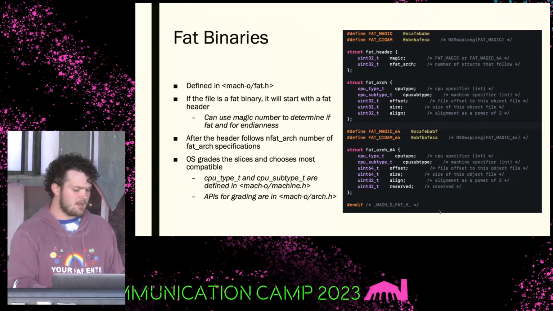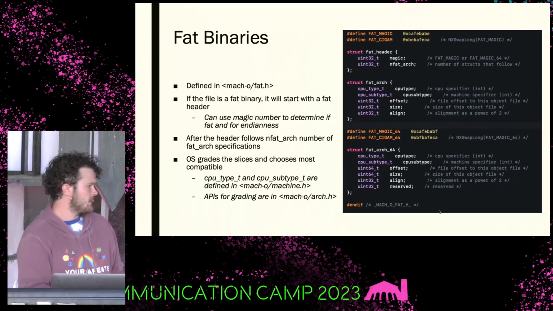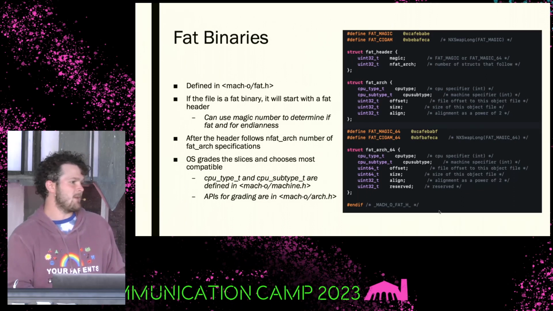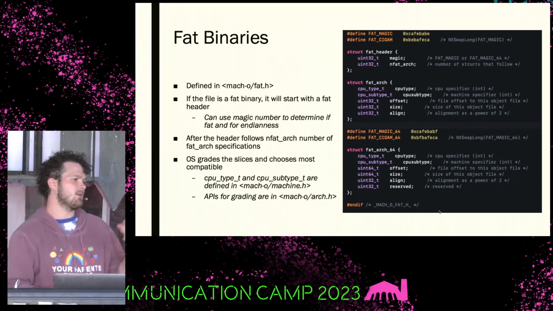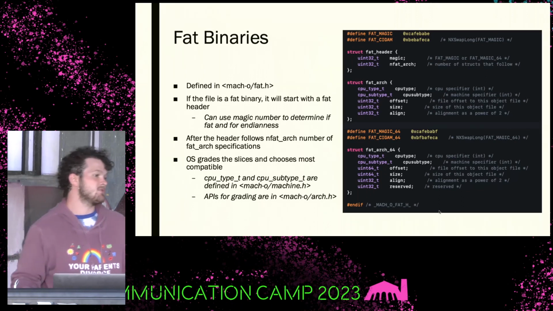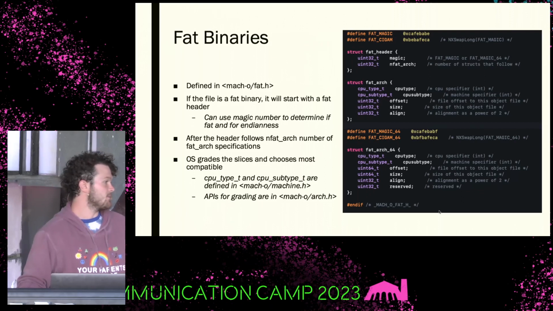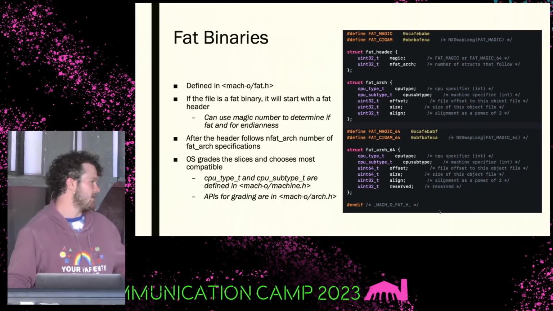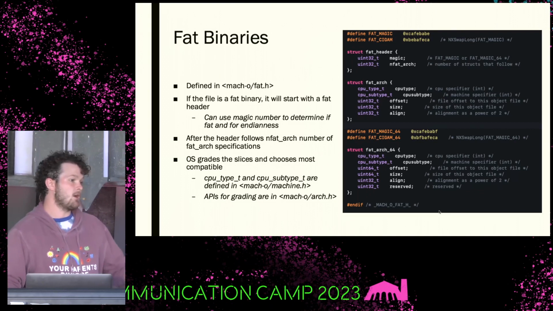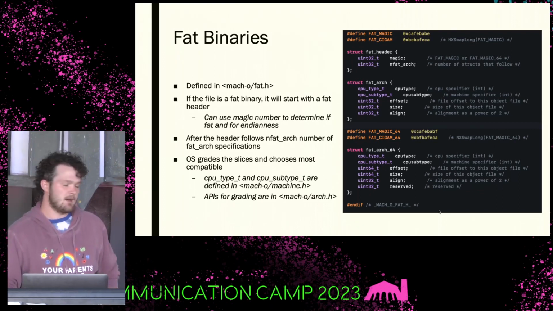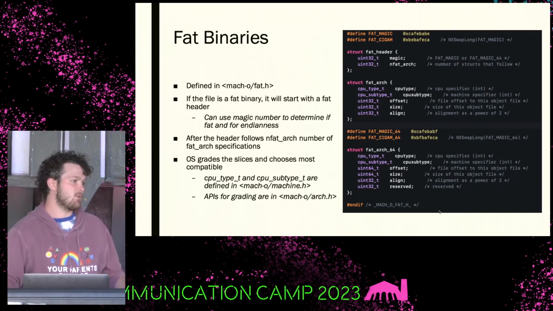There are also APIs you can use in machine.h to determine which CPU type belongs on your machine, or if you want to try and grade. It's the same thing that the operating system uses to choose which architecture to load, but it'll grade slices and then determine which one to load. They have those available in machine.h. So if you're opening a framework up on disk and you want to check which one to use, you can use those to make sure you're loading the correct one, or at least looking at the correct one.